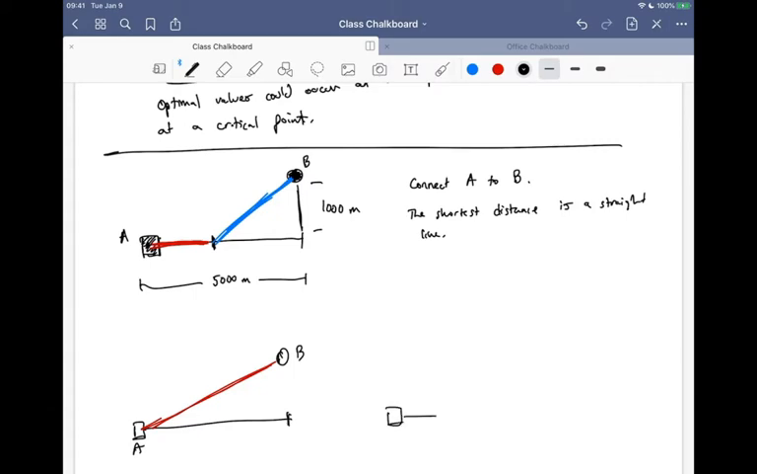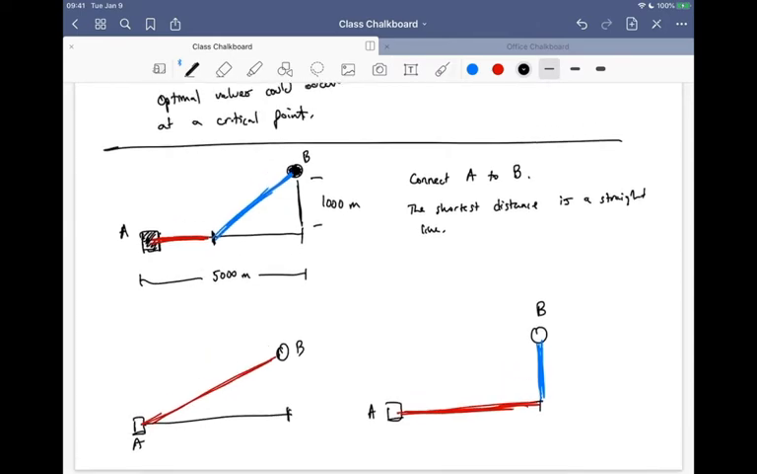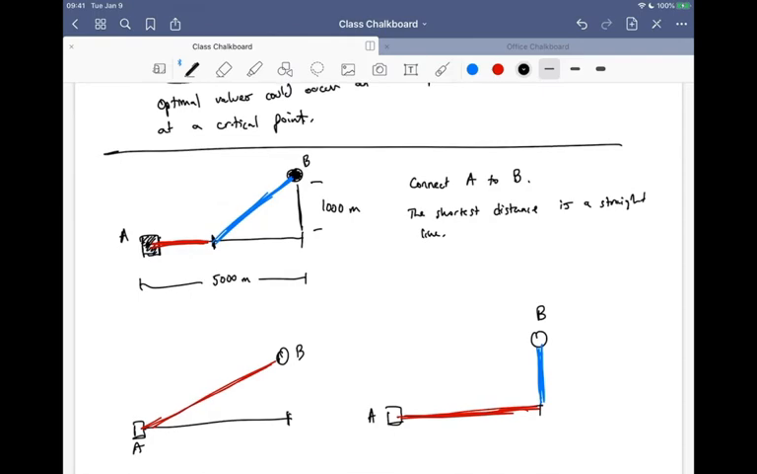We could, for example, go along the shore and then go at a right angle to that to the other point. Or we could sort of go like I drew originally, a little bit along the shore, and then once we reach some point, do a straight line to the offshore point.